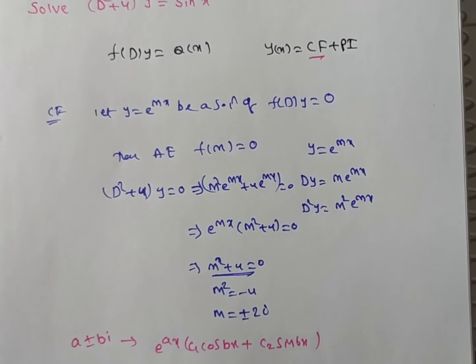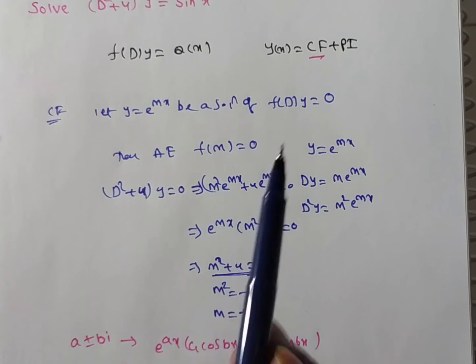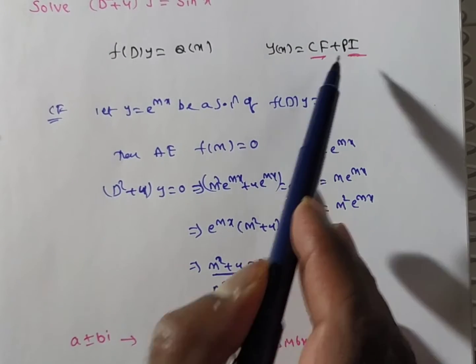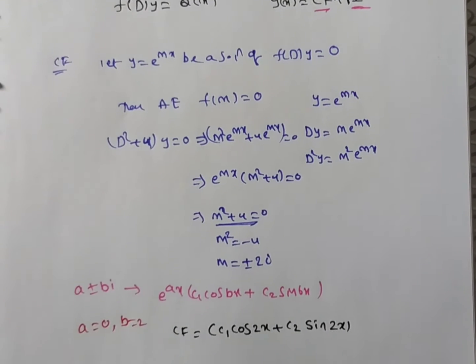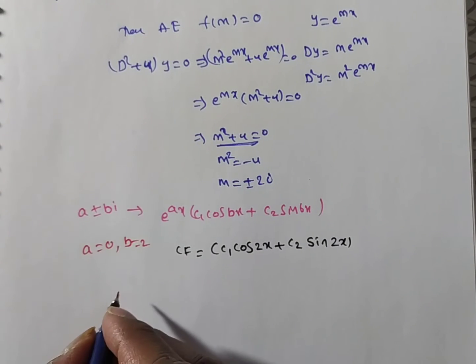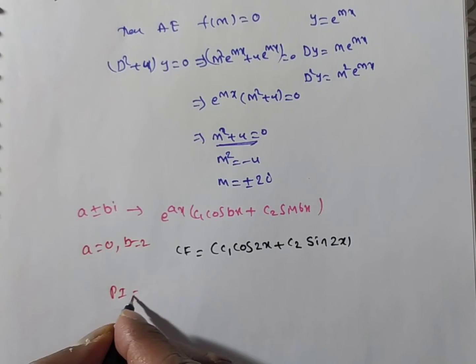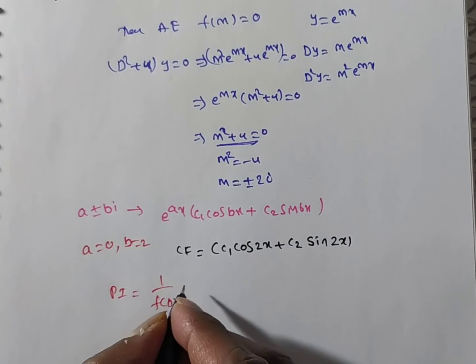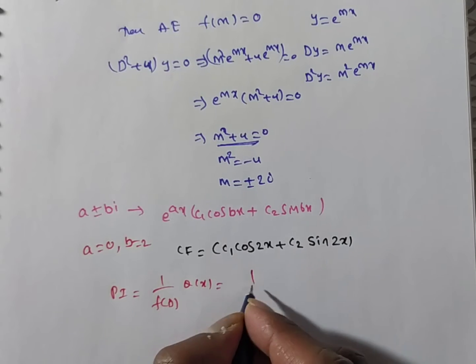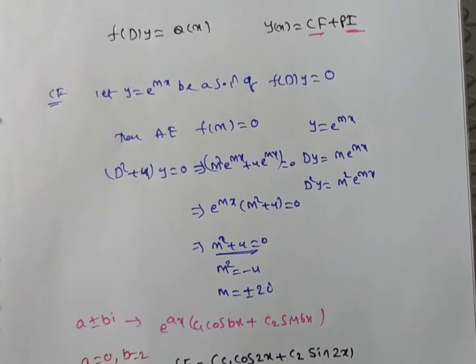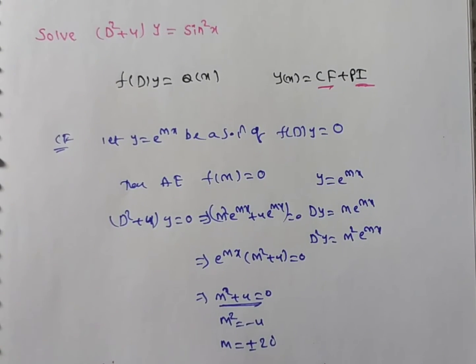So now what have we done? The complementary function is completed. Next, what do we have to do? Particular integral. Okay. Particular integral. What is the PI? PI we denote with 1/f(D) into Q(x). So what is f(D)? It is given, you see, f(D) is D² + 4.